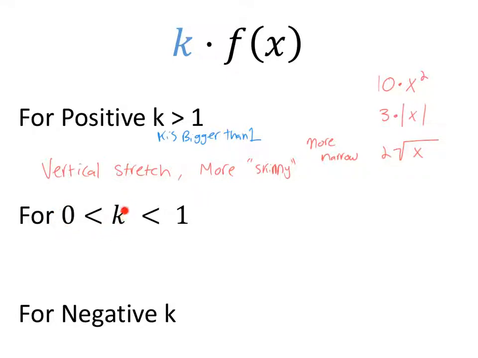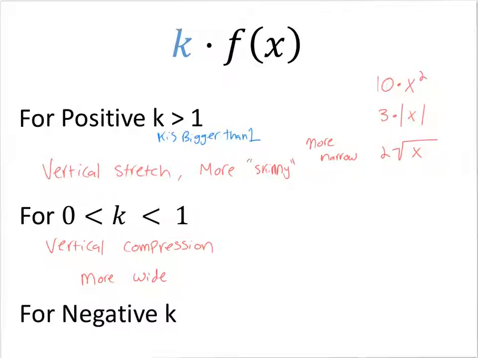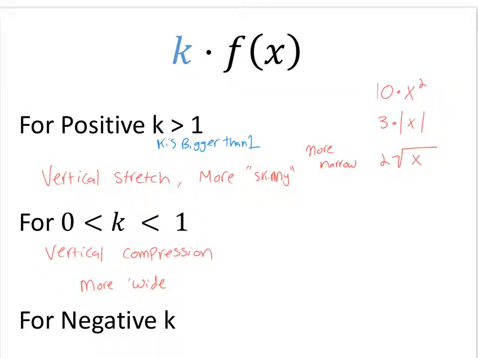So for k is bigger than 0, but less than 1. So essentially what that means is it's not equal to 0 or 1, but it's between those two. So usually this means it's a decimal value of some sort. So when k is between 0 and 1, it is a vertical compression. And oftentimes this makes it more fat or more wide. More wide. I think that's the politically correct way to say it. More wide. Sorry. Or fatter.